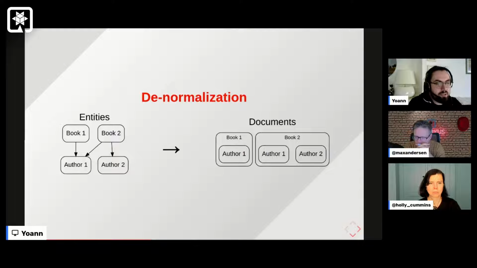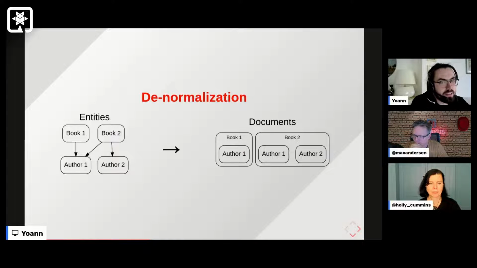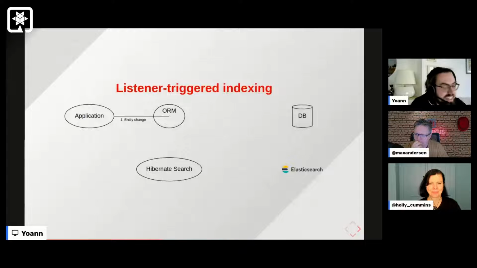So I'll answer the question right now. I don't know if it hasn't been asked, but it often gets asked. You could do this by yourself, but it's really hard once your domain model becomes complicated. And maybe you store the death date, and that's the kind of thing that you update, generally just once, though.